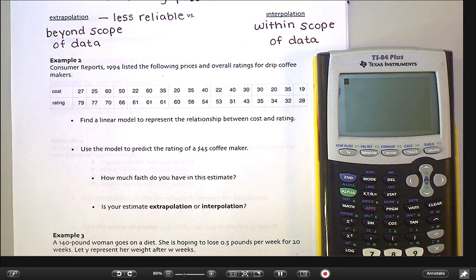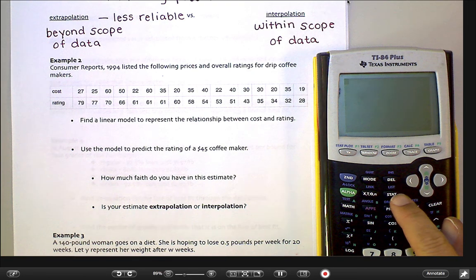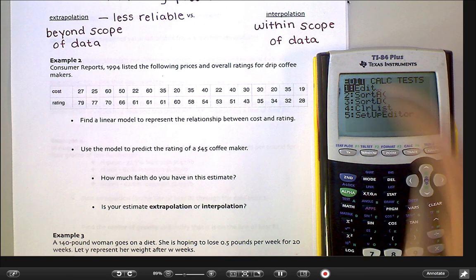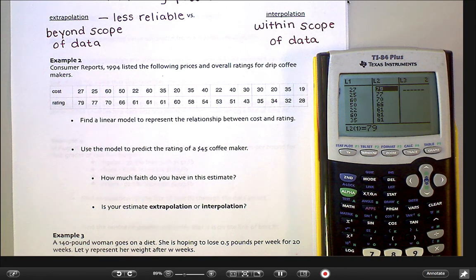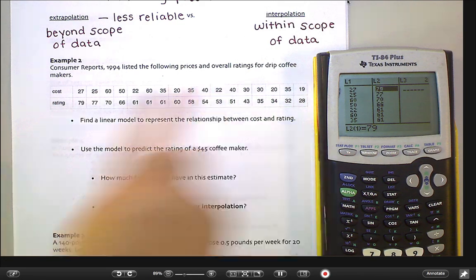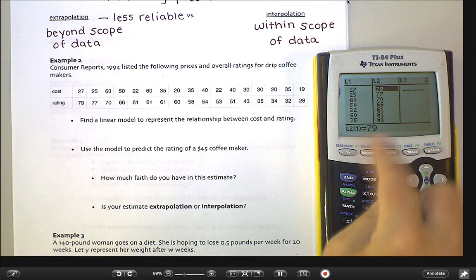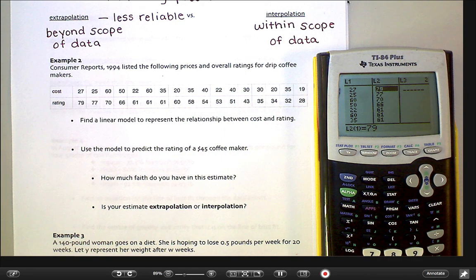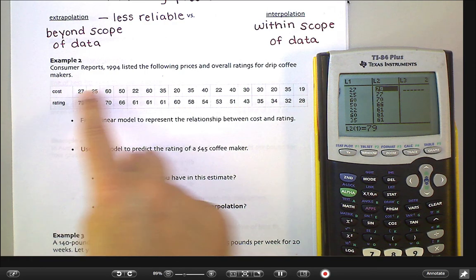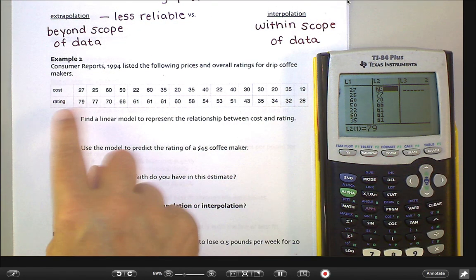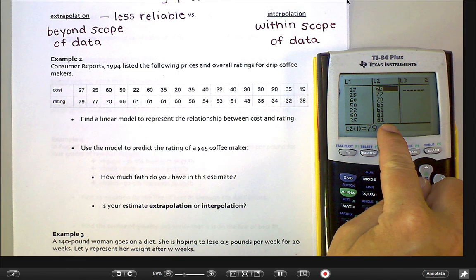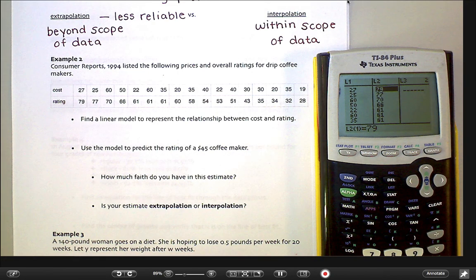So on your calculator, we're going to start with stat, and that very first one is edit, okay? And this is where I'm going to enter my 2 lists of data. Now, just to save time, I already did that. So if you're watching this and trying to follow along, I would pause the video right now and go ahead and enter those numbers in. Okay, but I put the cost in list 1 and the rating in list 2. Okay, I entered all those numbers in.